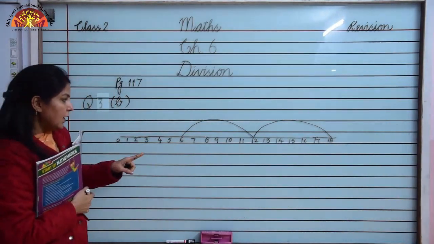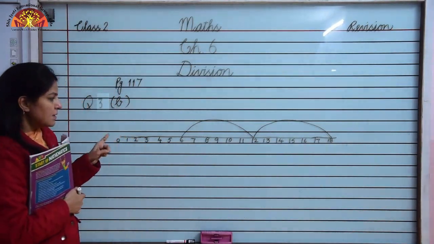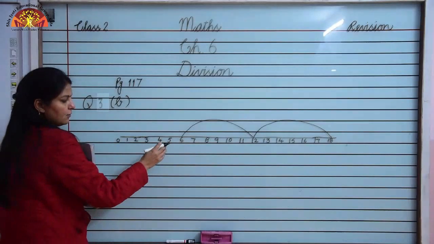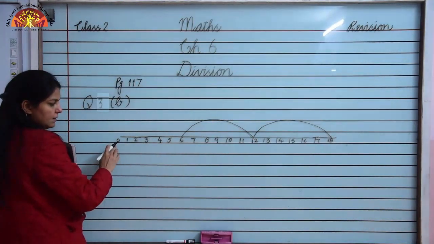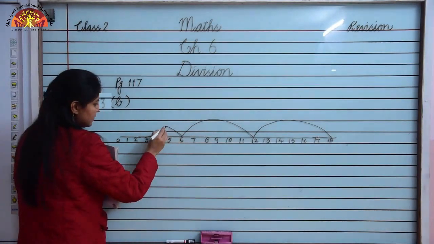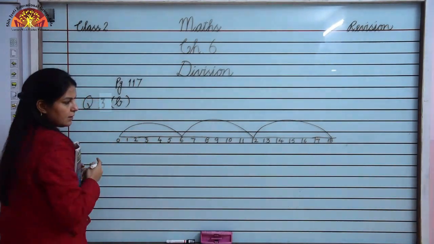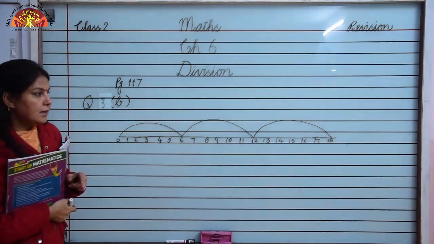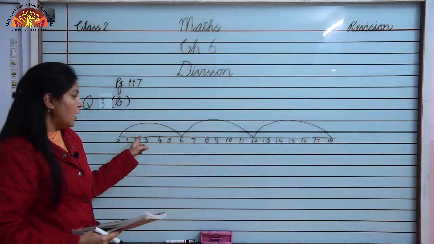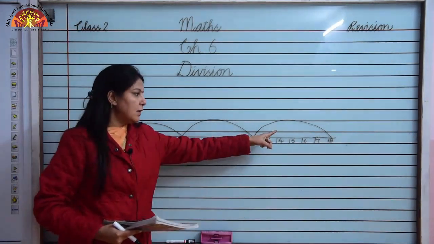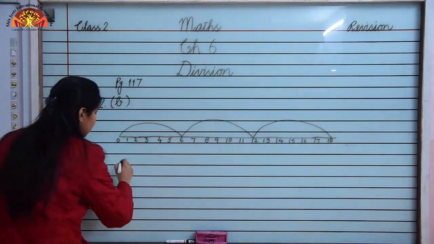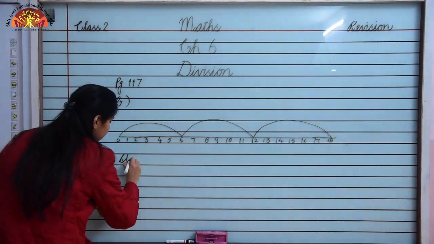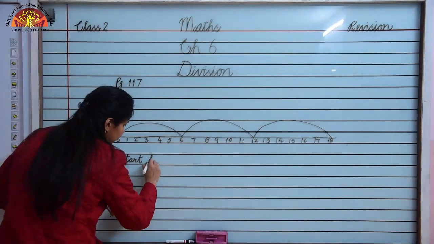Okay. Now again we will take 6 steps back from 6. 1, 2, 3, 4, 5 and 6. Now we will reach 0. So children, when we divide 18 by 6, how many steps have we taken? We have taken 3 steps. Now how will we write it children? We will write it start. From where do we start? Start from 18.